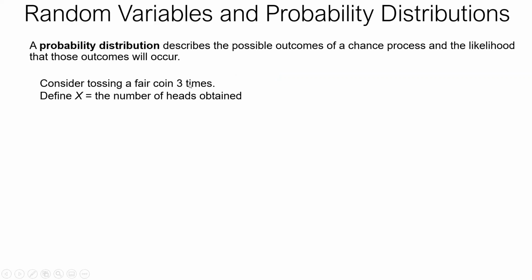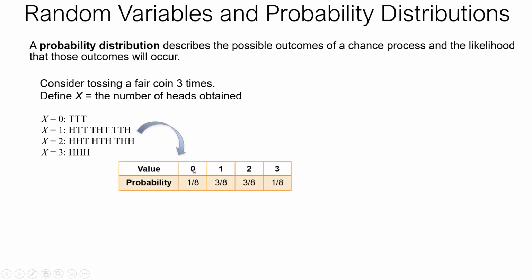All right, so if we toss a coin 3 times and let x stand for the number of times we get heads, well, we could get heads 0 times, 1 time, 2 times, or 3 times. And here's the number of ways we could do each one. There's one way we could get 0 heads, 3 ways we could get 1 head, 3 ways we could get 2 heads, and 1 way we could get 3 heads. So that leads to this probability distribution.